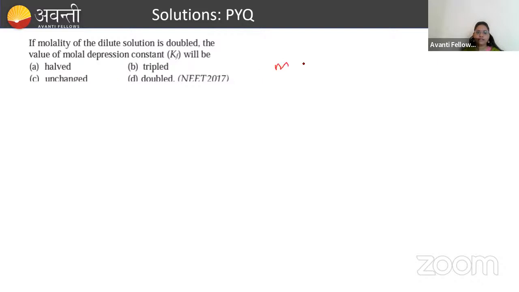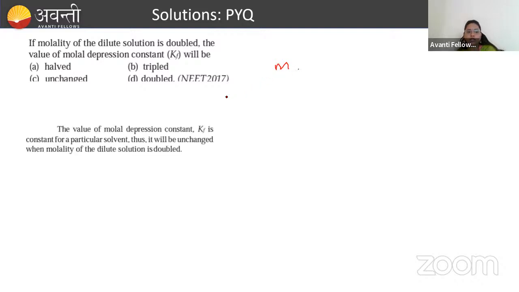See, if molality is doubled, the value of molar depression constant will be... So if molality is double, what will happen to the KF? The molar depression constant is a constant for a particular solvent, thus it will be unchanged when molality of dilute solution is double. So it will be unchanged. ठीक है, वो किस पे डिपेंड करता है? जो पर्टिकुलर सॉल्वेंट है उस पे वो डिपेंड करता है. Okay, and that's why it will be unchanged whenever the molality of a dilute solution becomes double.